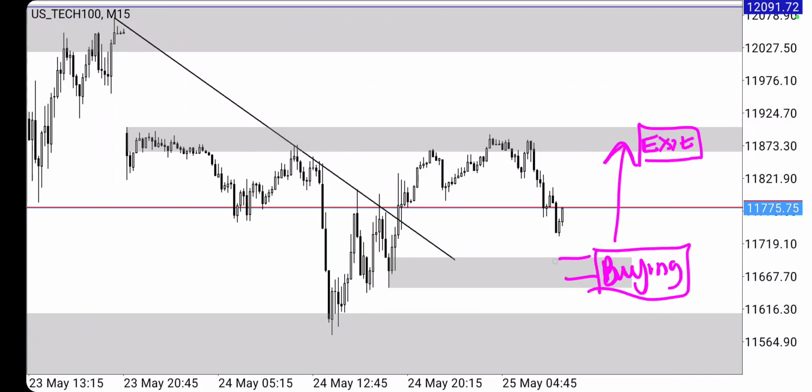So when it gets there, look for buying opportunities. That's a buying area.